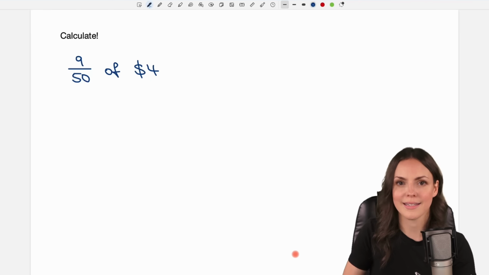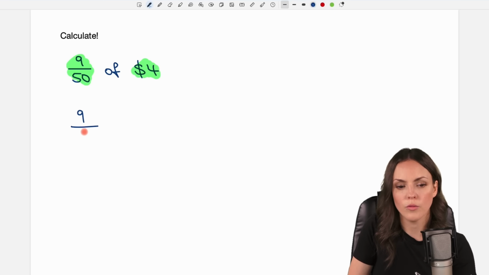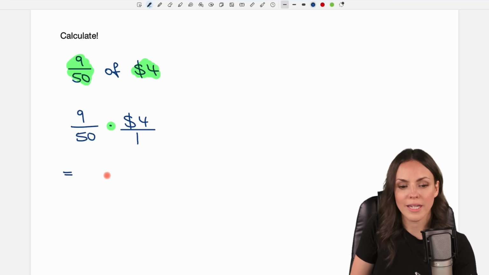Okay, and in the last example, I want to show you something a little bit different. We want to calculate 9/50ths of $4. We go the same way. We take our fraction and multiply it by the $4. So we have 9 over 50 times $4. To multiply this, we write this here as a fraction, so over 1, so that we get 9 times $4 in our numerator, and in the denominator 50 times 1, which equals 50.